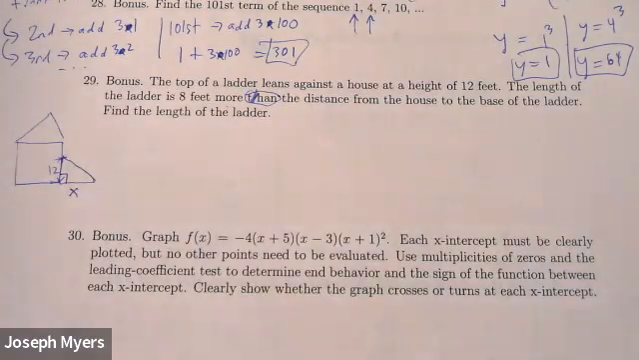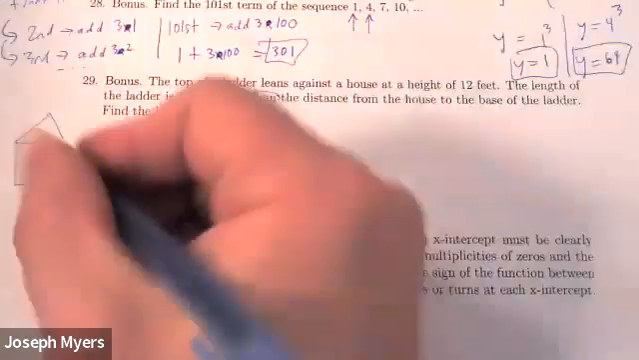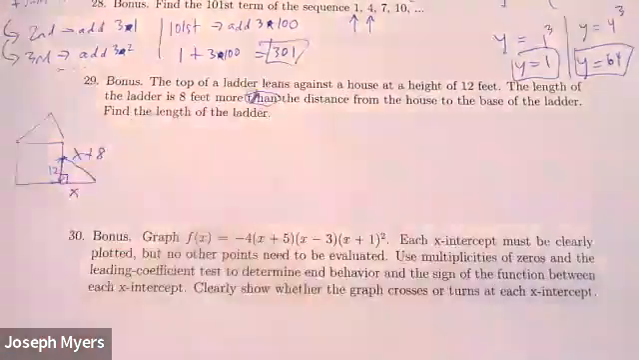So here's the distance from the house to the base of the ladder. And how much farther is it? How much bigger is the length of the ladder compared to this distance right here? It's 8 more. It says the length of the ladder is 8 feet more than the distance from the house to the base of the ladder. So this would have to be X plus 8.